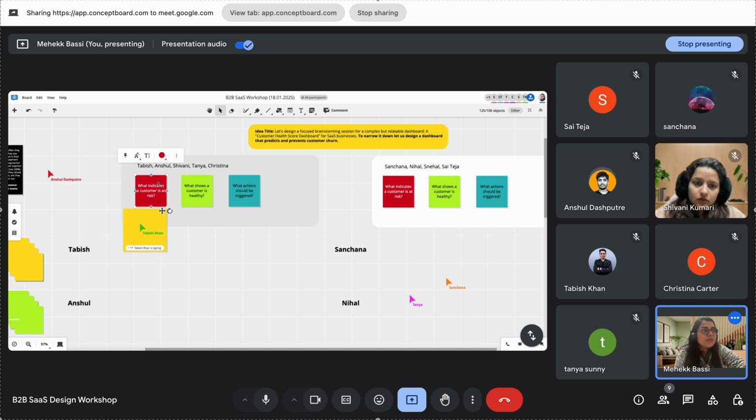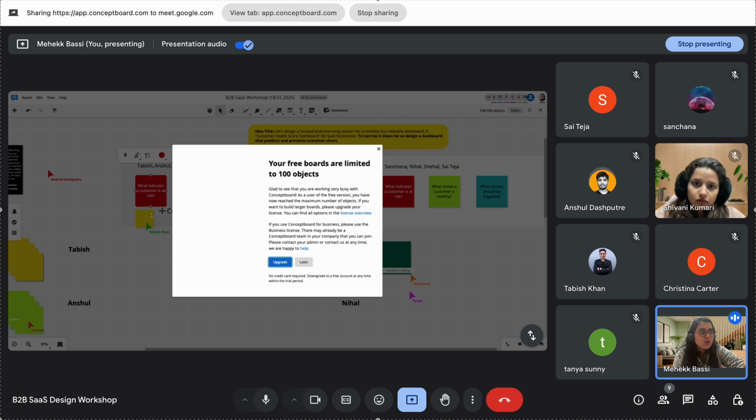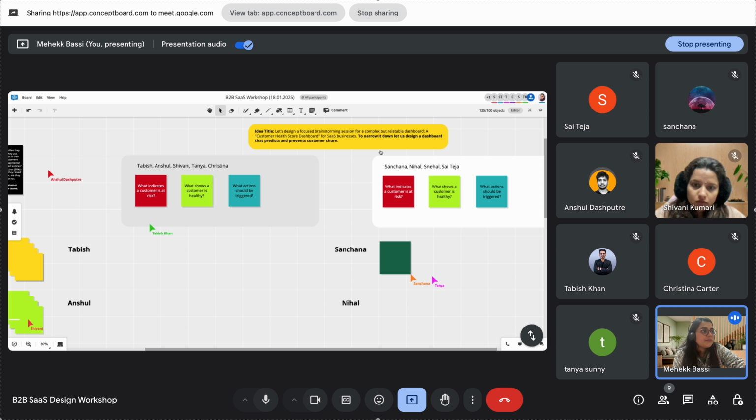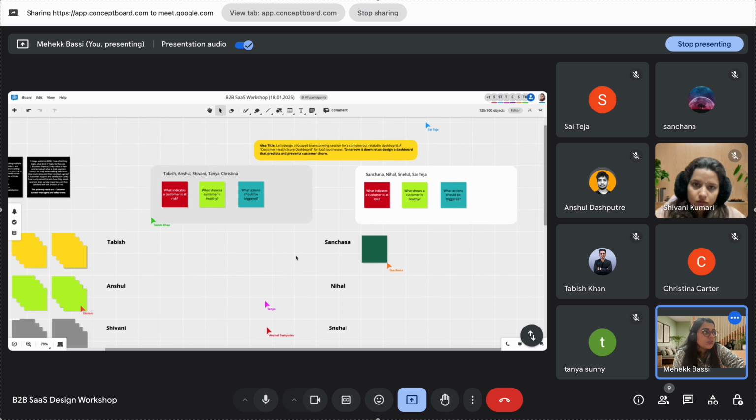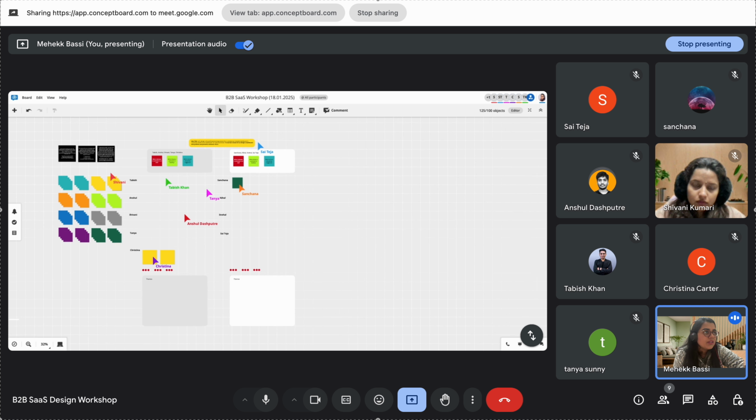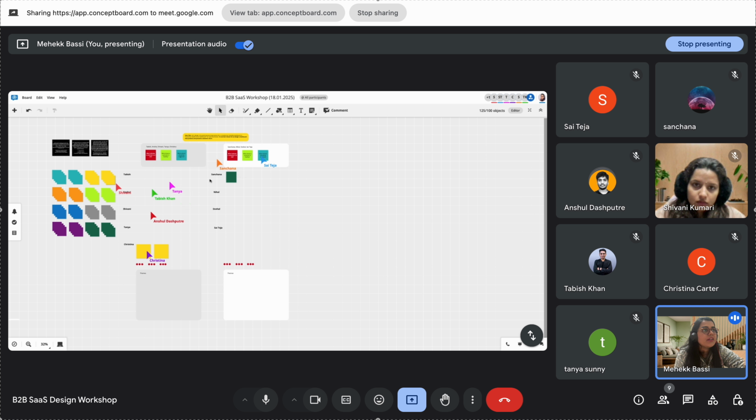If you think that you can ideate about customer risk, what indicates that a customer is at risk, it can be low customer usage. That is one example I gave you. Similarly, you can have more. Let's have just 3 minutes for this. I think 3 minutes are enough to ideate on this. Once you're done, we move on to the next small part.